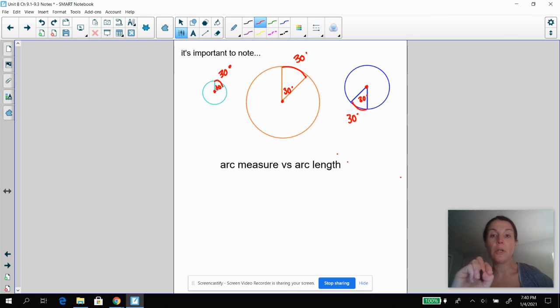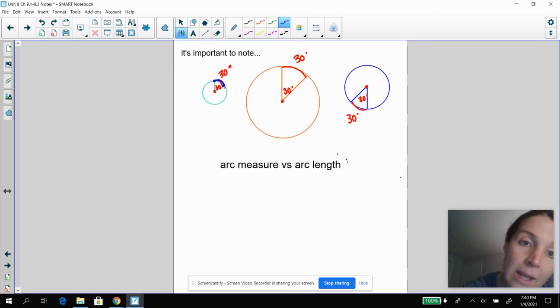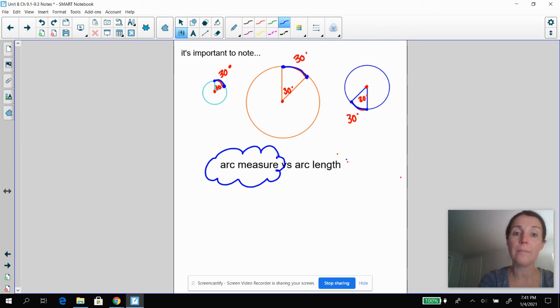Because the central angle is equal to the measurement of the arc. But would you agree that if I were to take a piece of rope and put that across this arc, and then this one, and then this one, and I would just straighten them out, do you see how each one of those would be different? The orange circle is the greatest circle. And so that arc length is actually going to be longer. So arc measure is different than arc length. And that's a really important distinction. Right now, we're talking mostly about arc measure. Arc length will come up later.